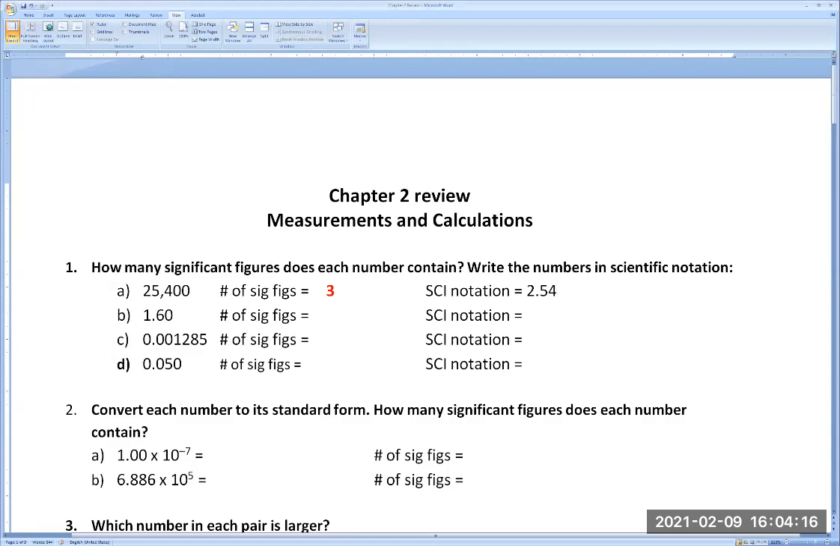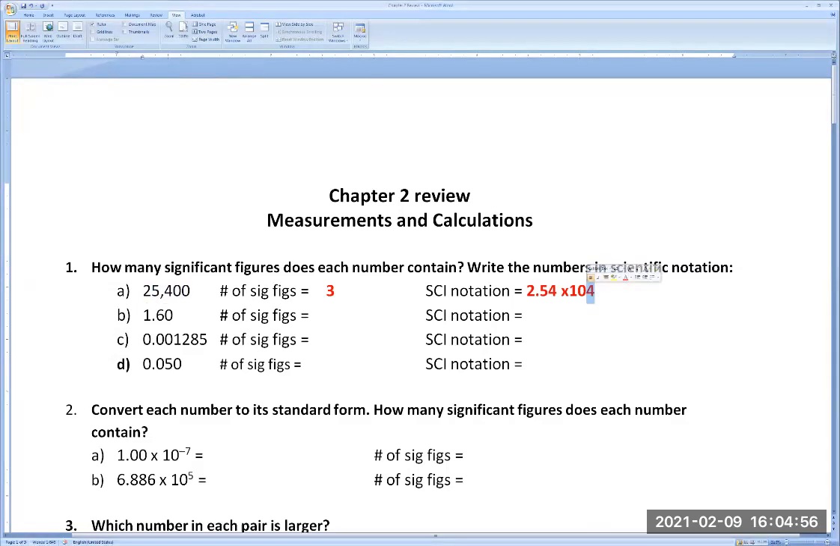Always reach for a number between 1 and 10 when you're changing a number into scientific notation. So 2.54 is between 1 and 10. The zeros are not reported again because they are not significant. So in scientific notation, you should only see the significant figures. And then you times 10. And here, the exponent should be the number of times you've moved to the left. And we have moved 1, 2, 3, 4 times. So it's going to be a 4.